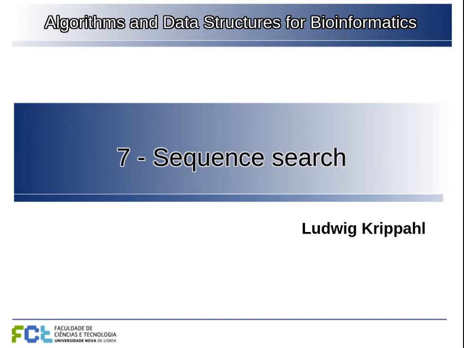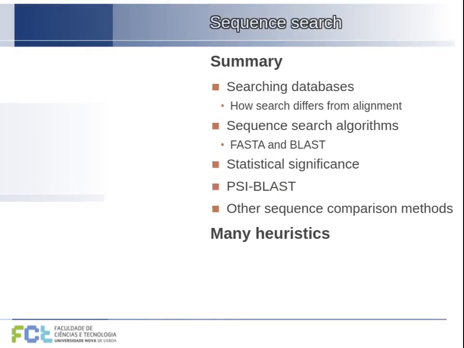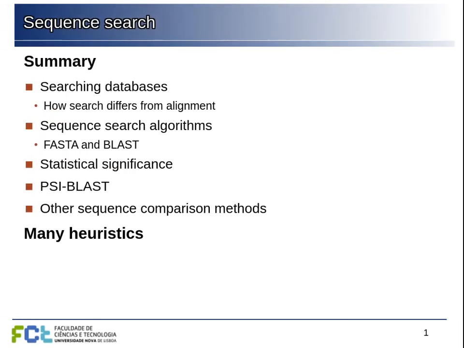In this lecture, we're going to look at a different problem from aligning homologous sequences, which is to search for homologous sequences in a database. So we're going to see this problem of searching a database and how this differs from aligning sequences that we assume to be homologous. We're going to look at two different search algorithms, FASTA and BLAST, and some aspects such as the statistical significance of the results we find, efficiency in the search, and so on.